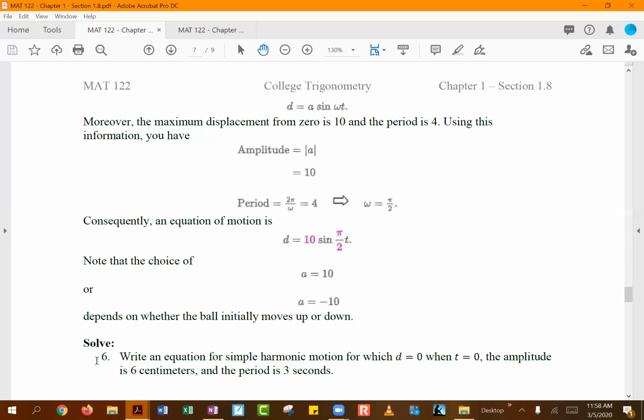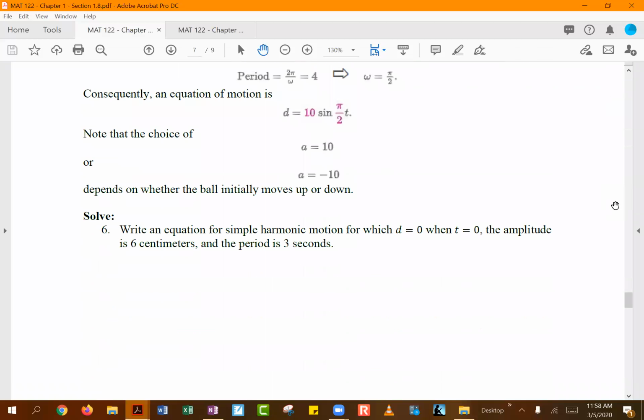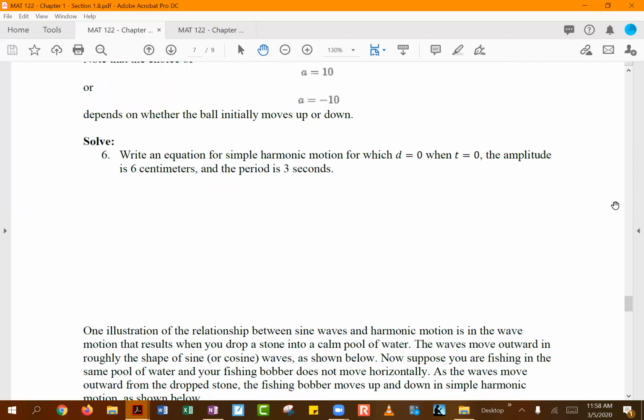And then once you have your a and omega values, you can again put it back into that standard form of the equation and come up with what the equation should be. They're talking about a will be positive or negative 10, depending on how your ball moves up or down. So I think we're actually doing the same kind of calculation. They're just changing up our amplitude and period here.